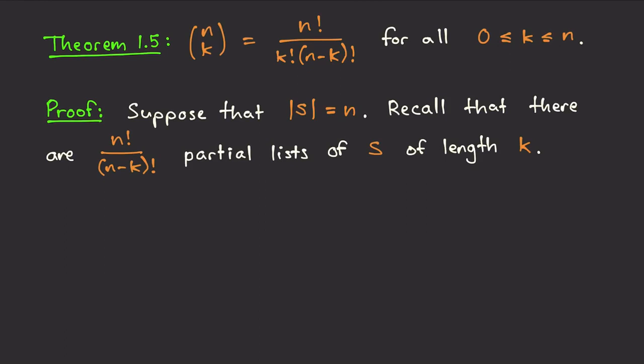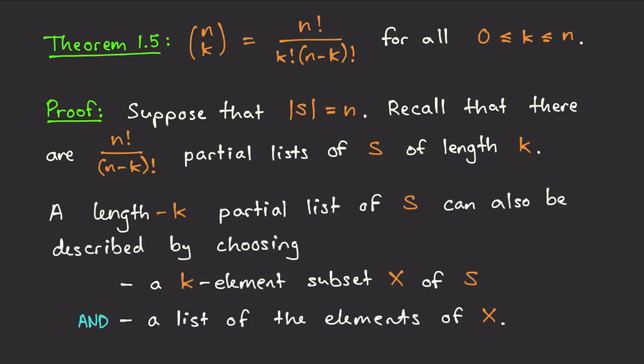To tell you a length k partial list of S, I could just tell you its elements in order, but instead I could tell you a length k partial list in S by first telling you the subset of S that consists of the elements of that list, and then telling you the order of the elements in that subset. In other words, I can describe a length k partial list of S by specifying a k-element subset X of S, and specifying a list of the elements of X.